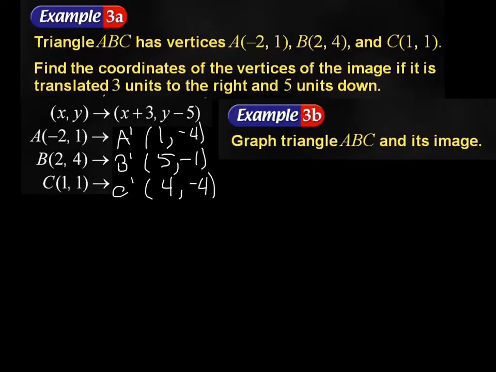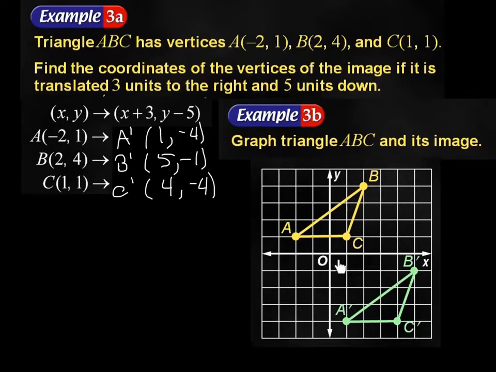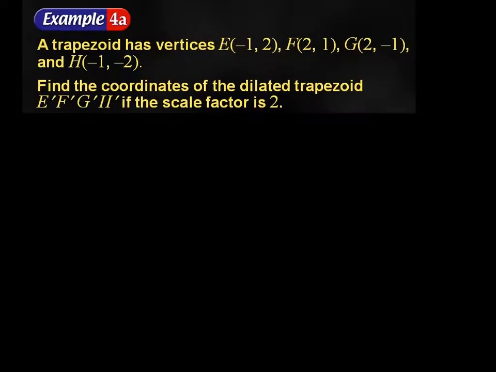And of course, they'd like us to graph the original triangle and its image. A was at (-2, 1), B is at (2, 4), and C was at (1, 1). A prime is now at (1, -4), B prime is at (5, -1), and our new C is at (4, -4).